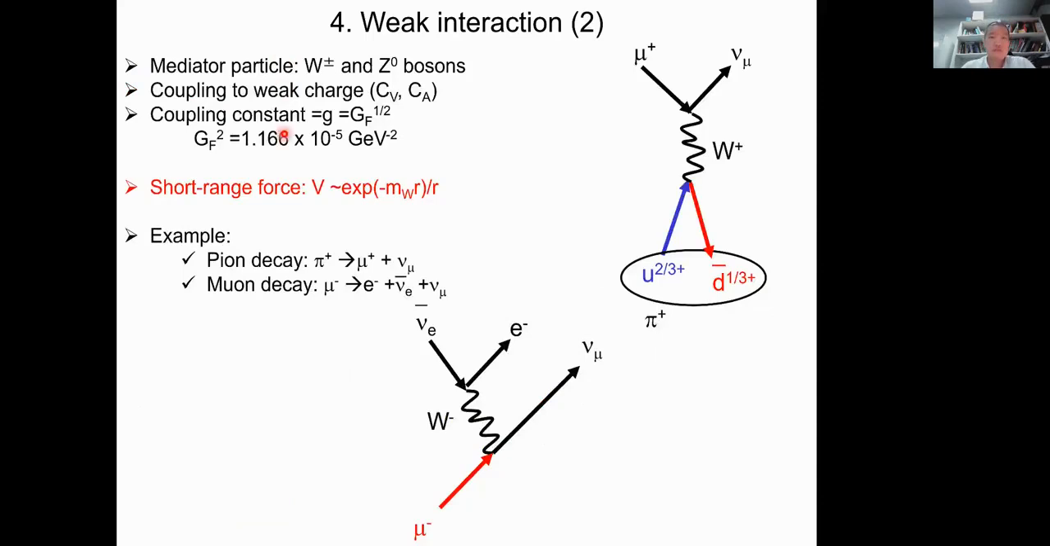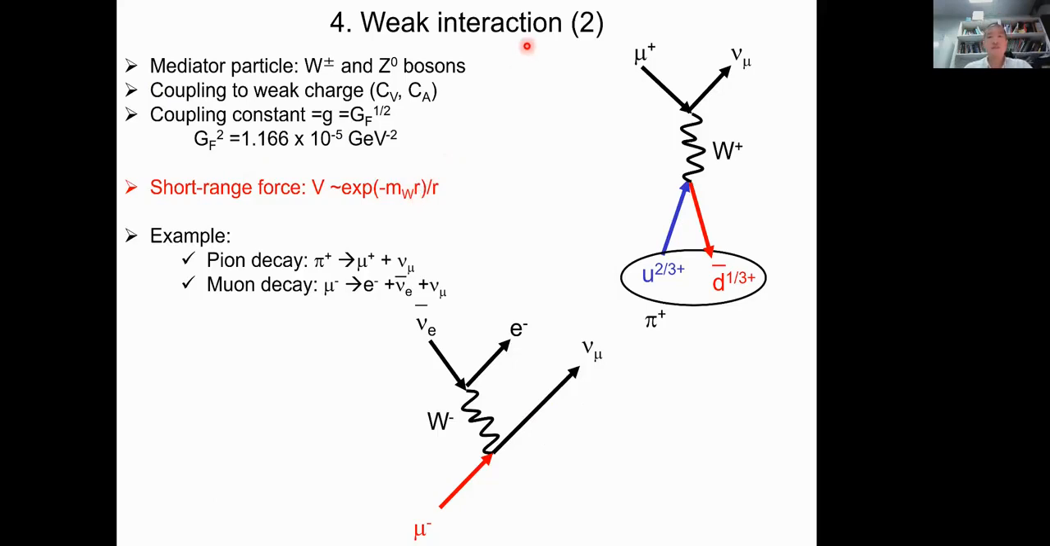And the coupling constant of the weak interaction is the Fermi constant to the 1/2 power. And the scale of the Fermi constant squared is this one. And as already introduced in the previous slide, weak interaction is a very short range force hindered by 1 over mW. So it doesn't work at long distance, just at the distance corresponding to 1 over mW.